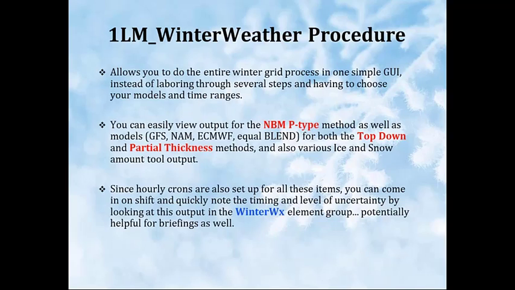In addition, we have hourly crons set up to compute all these items. So you can come in on your shift, say you have an M shift and you want to look out in the extended, you can simply look in the winter weather element group and know right away the level of uncertainty or the timing with potential winter weather. And knowing the uncertainty can definitely help with briefings as well. Finally, the output is consistent with and also based off your forecast grids, which is obviously critical.